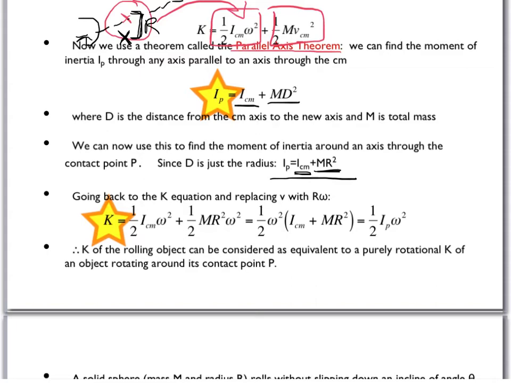So, going back to the original kinetic energy equation, we can take these two terms, the 1/2 I omega squared and the 1/2 mv squared, and simply replace v with r omega, and of course square those. Now we can pull the 1/2 and the omega squared outside, because those would be the same for either piece, leaving us inside with the moment of inertia through the center of mass plus mr squared, which, like we said, is simply the moment of inertia through that new parallel axis, the moment of inertia through the contact point P. Essentially what this means is that the kinetic energy of a rolling object could be considered the equivalent of a purely rotating object rotating around its contact point P.